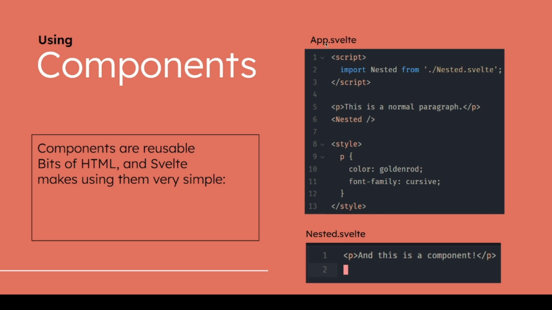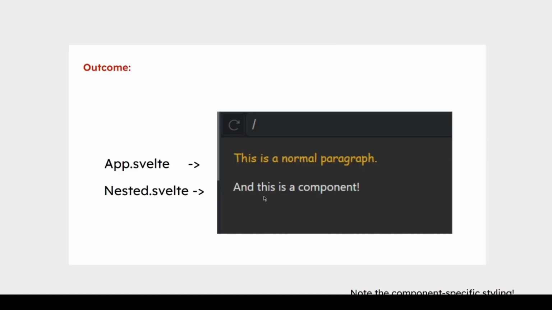In the app, you can see that we have a paragraph tag, and then we also use our custom component, this nested component, and we just import that from the Nested.svelte file. Then in our styling, we style the p tag to be a different color, and a font family as well. So let's see how that renders out in the browser.